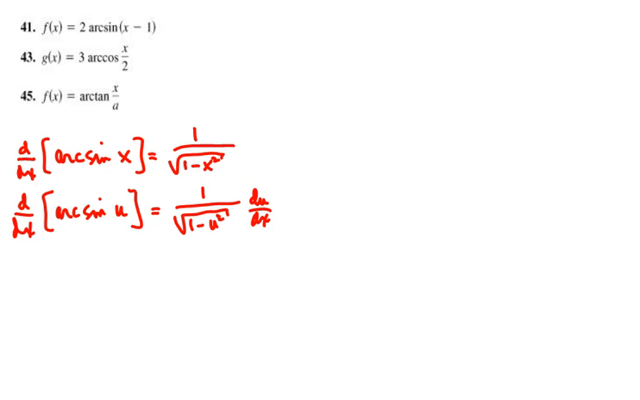Alright, so let's take a look at number 41 and see what we have. We're looking for the derivative of 2 times the arcsine of x minus 1, and so the 2 is just a constant multiple. The x minus 1 is the inside function, but its derivative is just going to be 1. So even though it is a function composition, it's not going to affect that much.